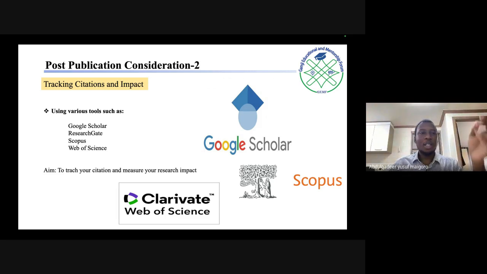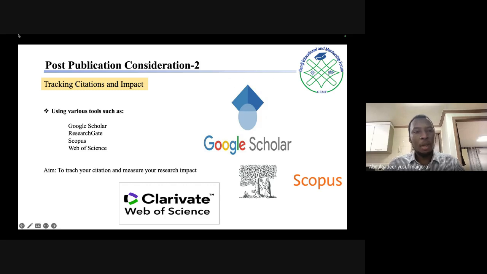So, going by tracking citation and impact factor, one of the good ways to quantify if your research is good enough or not is how many people cite that work. Also, the number of readers matters, but the citation is the most important. It means people recognize your work and then they cite it. But how many people read your paper is important, because the more people read your paper, the more it gets recognized and the higher the chance of being cited.